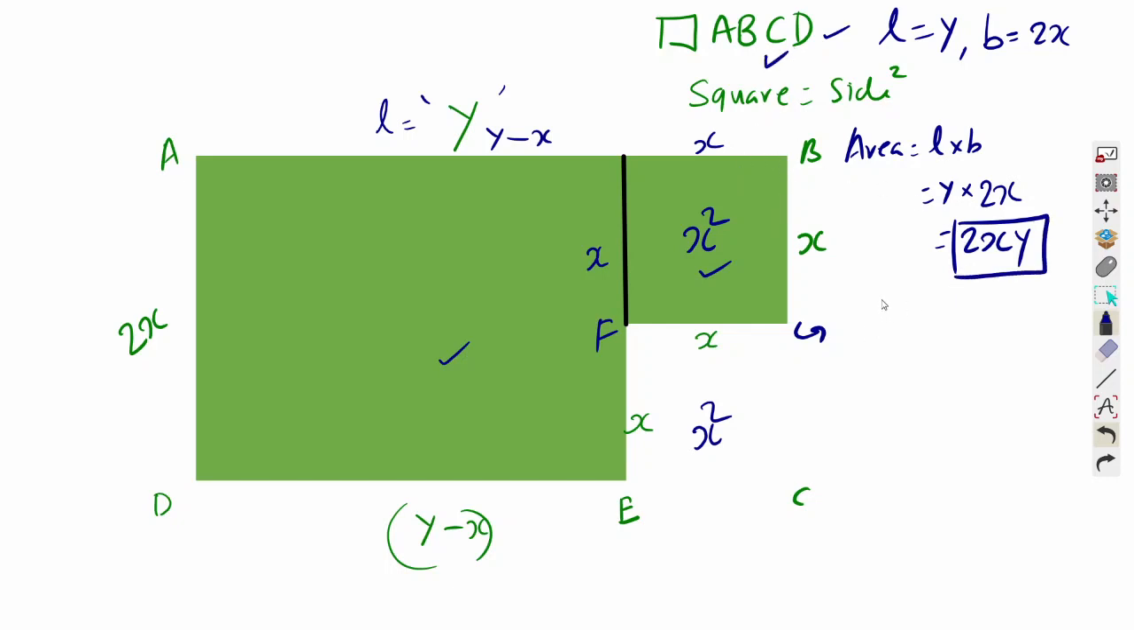What I did was I just removed this part. That means the remaining area, I can say area remaining or area shaded, can be written as 2xy minus x square. This much is removed, correct? This way we can calculate the remaining area.